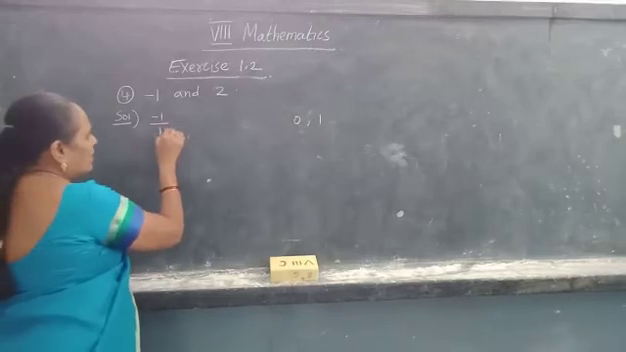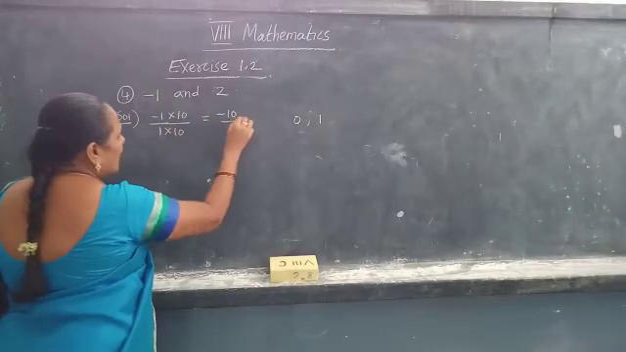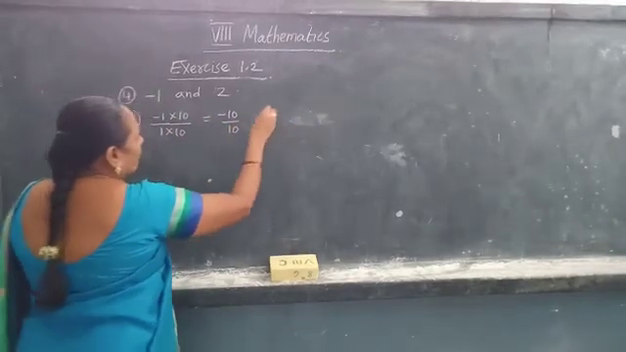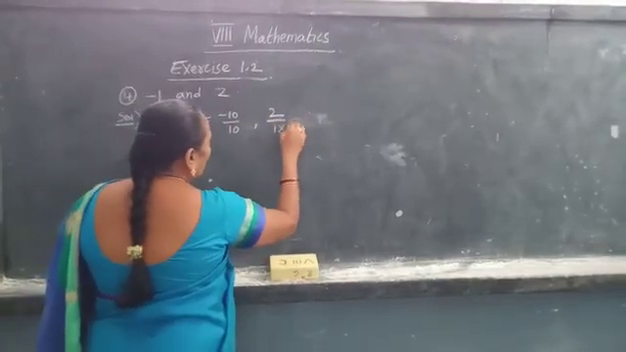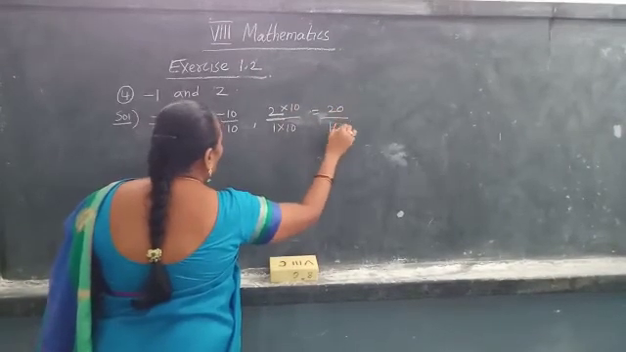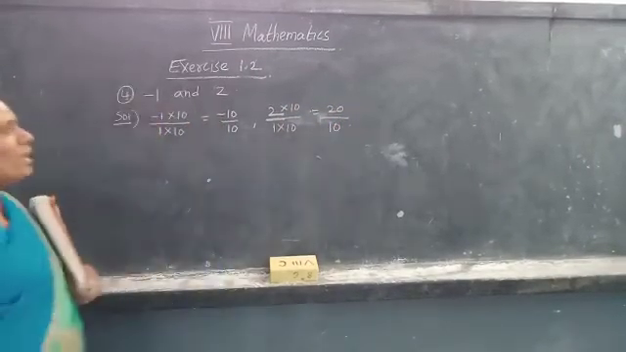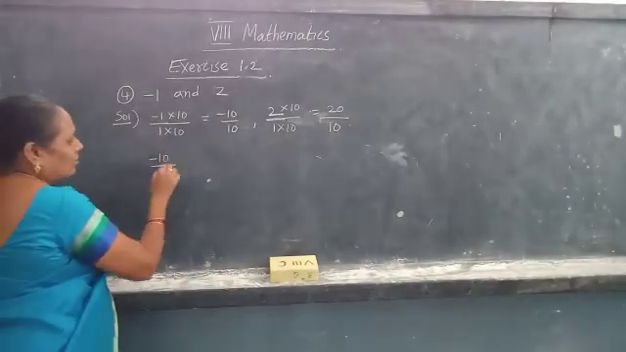So I am multiplying this with 10 and also 10. This is -10 by 10. And 2 can be written as a rational number by writing 1 as the denominator. Multiply this and this with 10. You will get 20 by 10. So how many rational numbers will you get between -10 by 10 and 20 by 10?